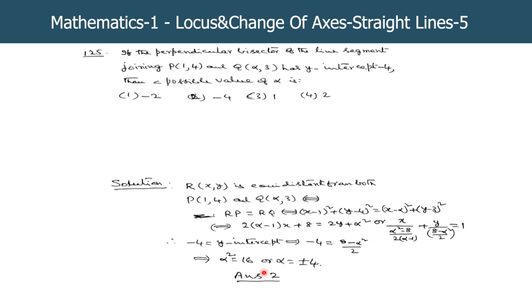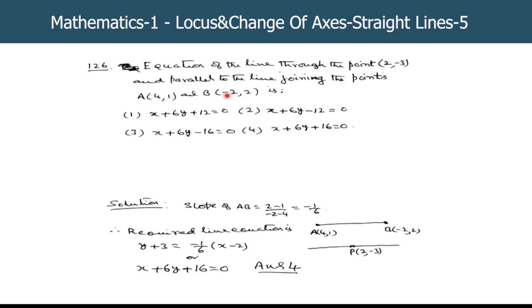So option number 2, because he asked for one of the possible values of alpha. So, alpha can be minus 4.